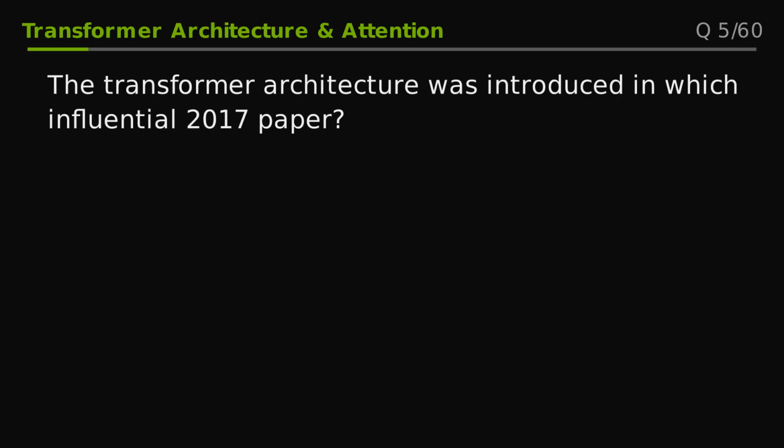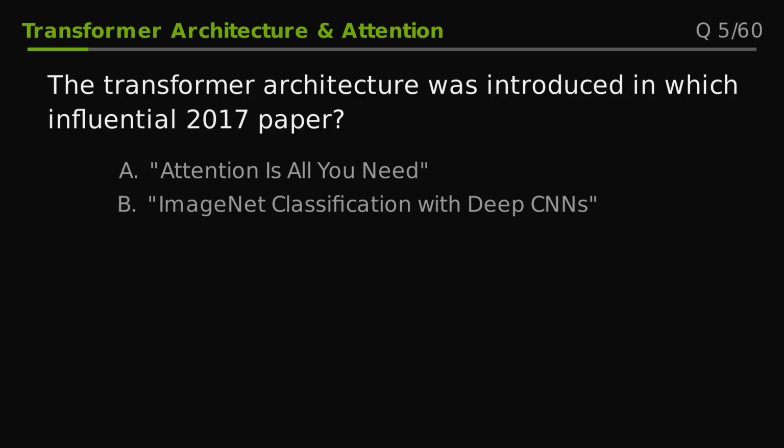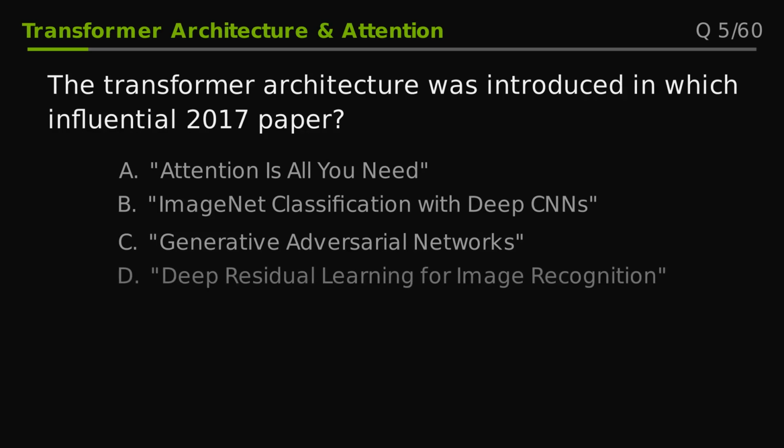Question 5. The transformer architecture was introduced in which influential 2017 paper? Option A. Attention Is All You Need. Option B. Image classification with deep layers. Option C. Generative adversarial networks. Option D. Deep residual learning for image recognition.